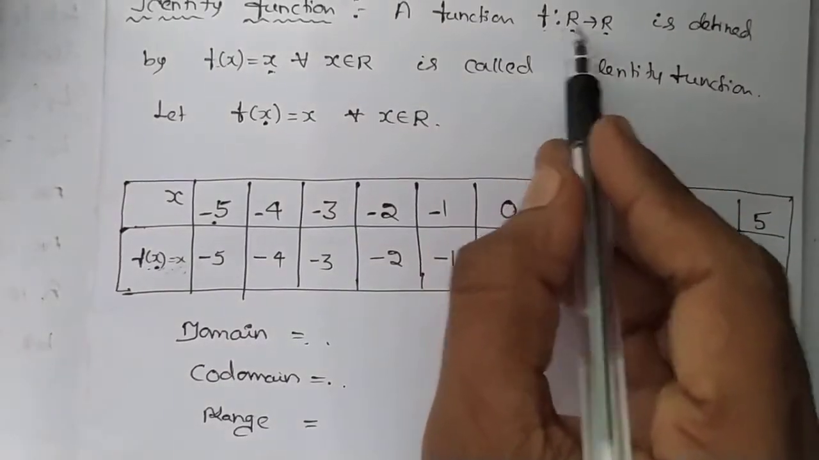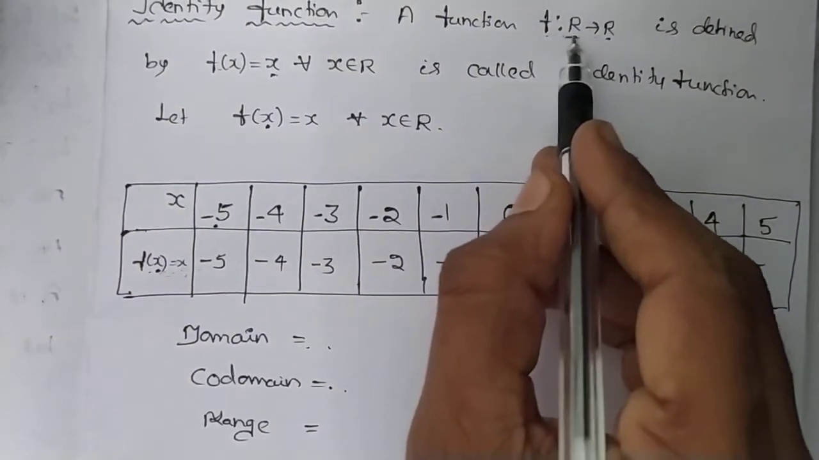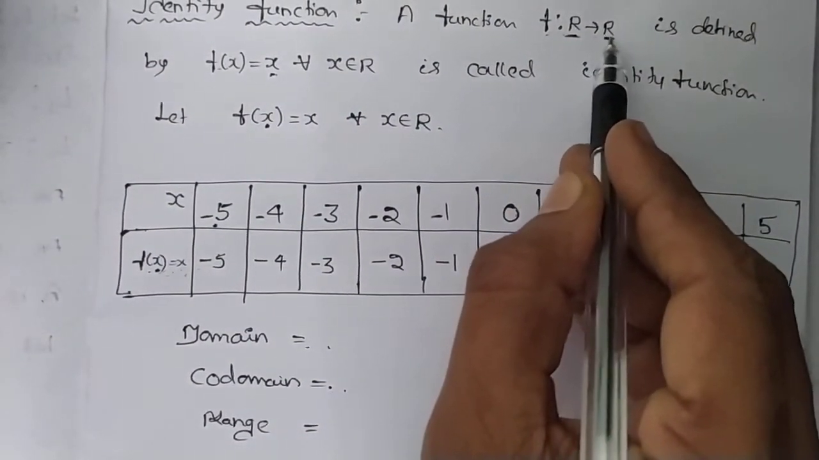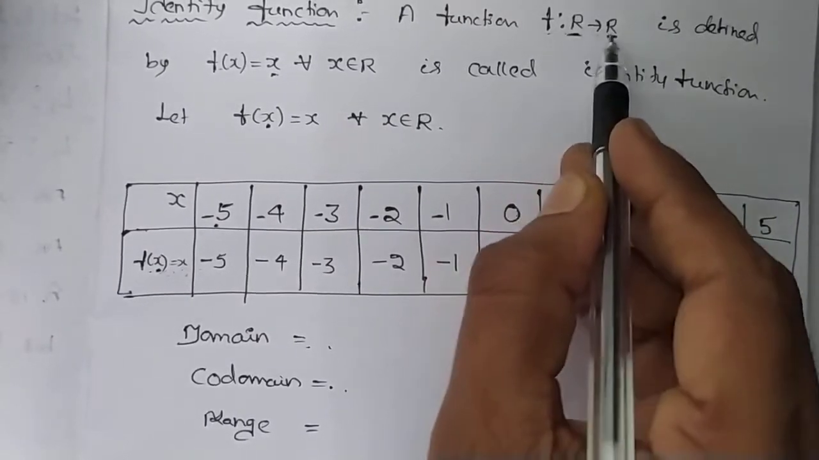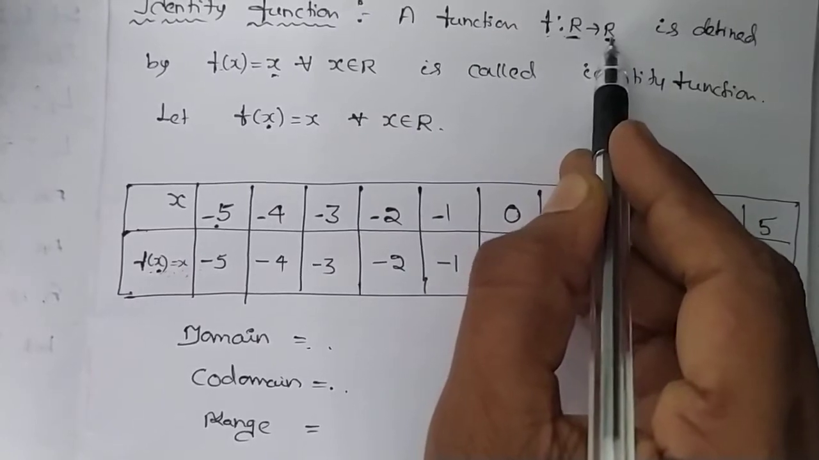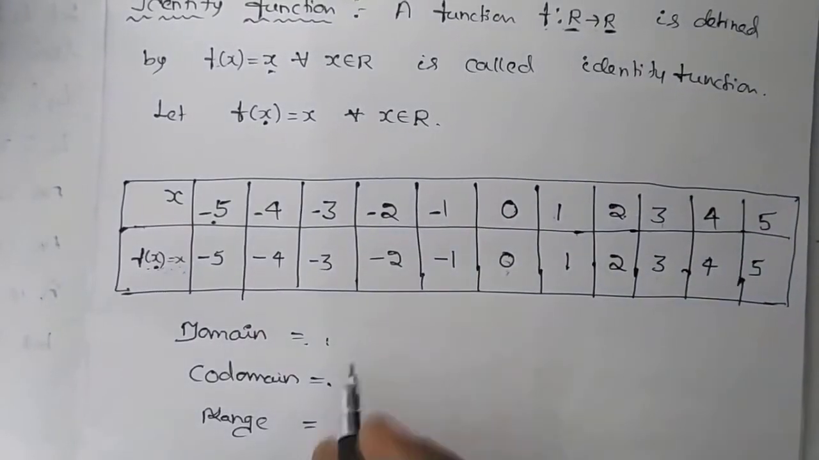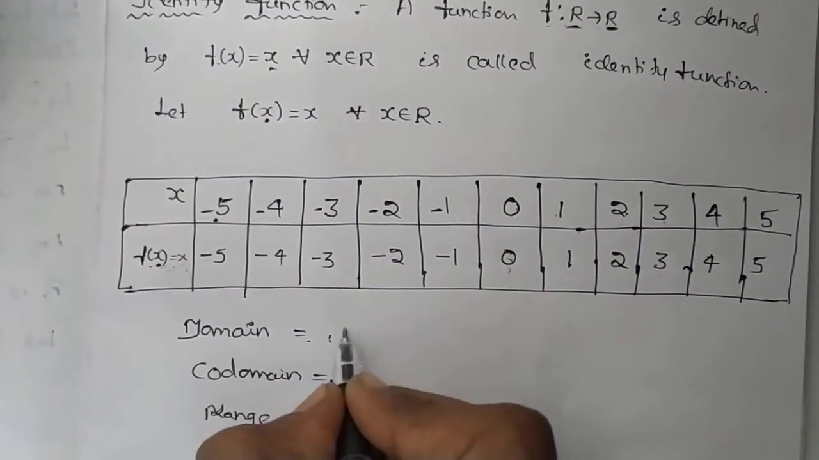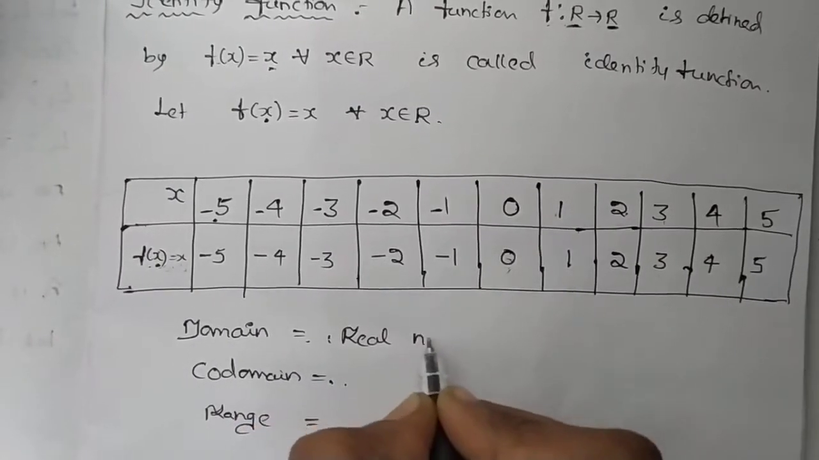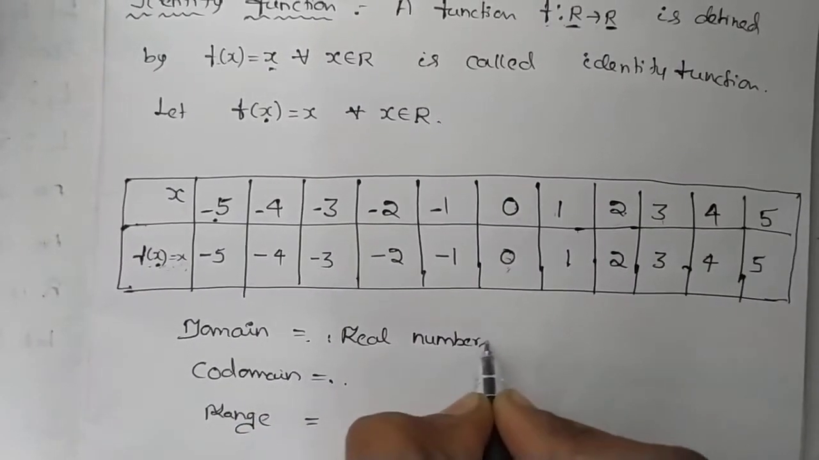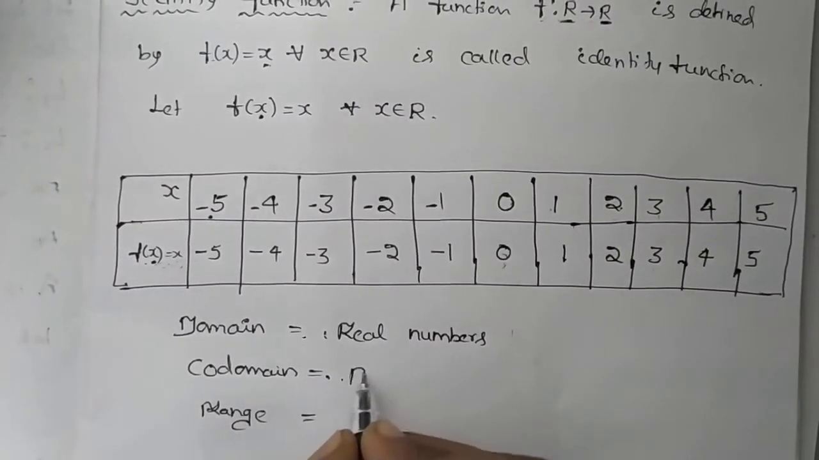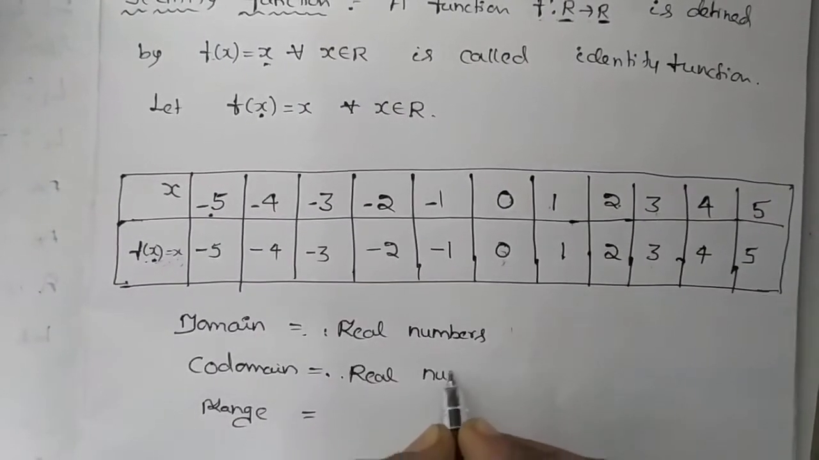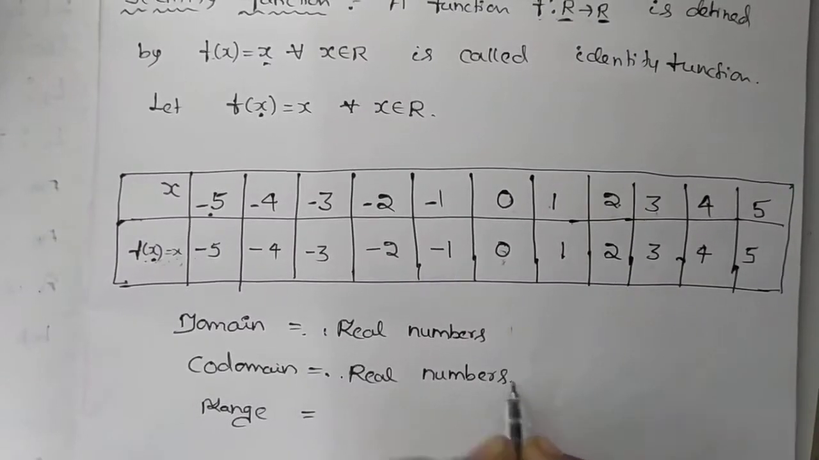A function f from R to R, where R is nothing but the real numbers. R is the domain, R is also the codomain. Therefore, domain and codomain both will be real numbers. Real numbers are represented by capital R. Codomain is also real numbers.